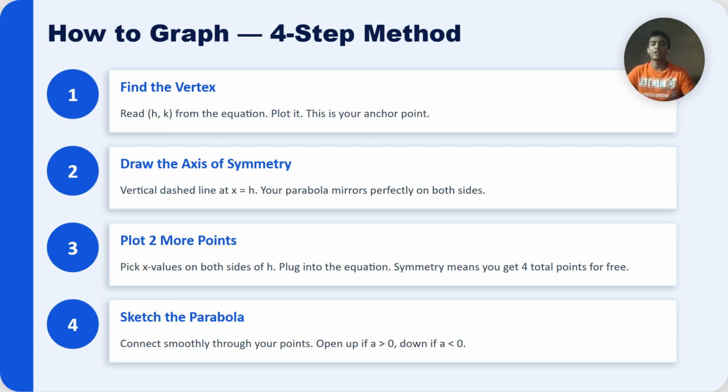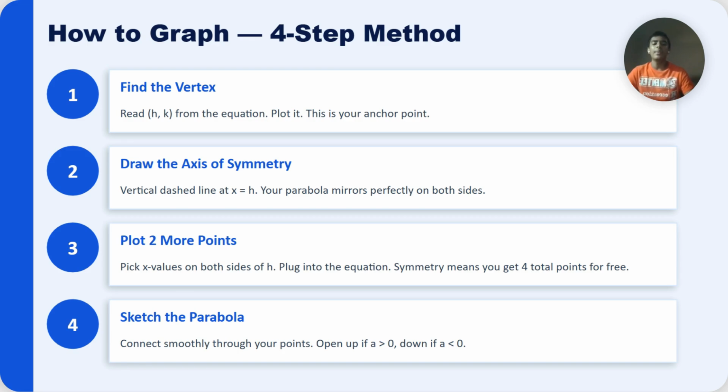Here's the method every time. Step 1. Plot the vertex. Pull h and k right out of the equation. That's the starting point. Step 2. Draw the axis of symmetry. It's a dashed vertical line at x equals h.